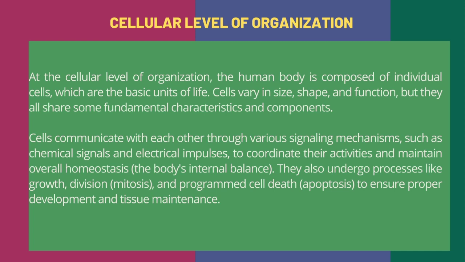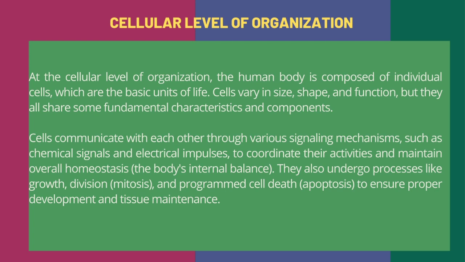At the cellular level of organization, the human body is composed of individual cells, which are the basic units of life. Cells vary in size, shape, and function, but they all share some fundamental characteristics and components. Cells communicate with each other through various signaling mechanisms, such as chemical signals and electrical impulses, to coordinate their activities and maintain overall homeostasis, which means the body's internal balance.